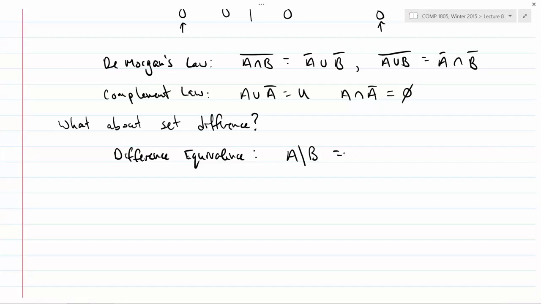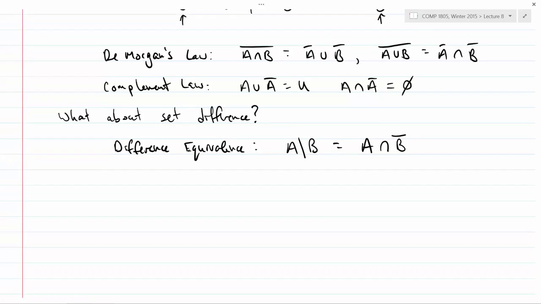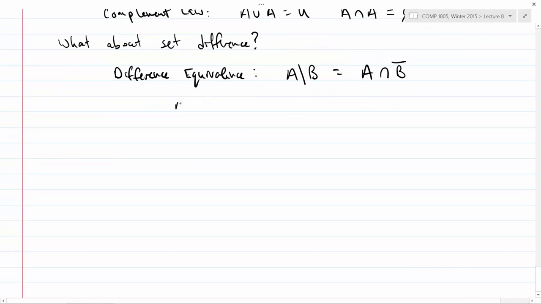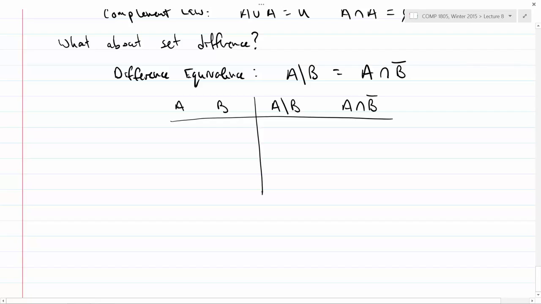Okay, so using our logic that we've learned, we want something that's in A, but not in B. And in fact, that is exactly the difference equivalence law. Okay? If you don't believe me, because this one's kind of weird, let's do a little membership table. So we have A, B, A minus B, and A intersect B complement. We never actually did a membership table for A minus B, so that's why this is a good idea.